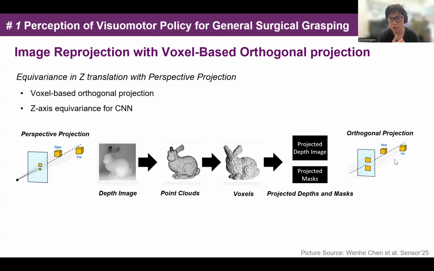I think there are a lot of other ways to do that. And we propose a voxel-based method, and we showcase that this is equivariant in terms of the z-axis, and a CNN can much more easily learn an image with z-axis equivariance. It will require less data, and it will have better performance.